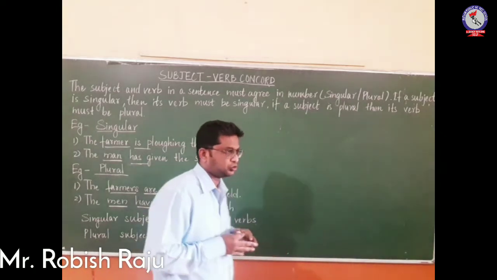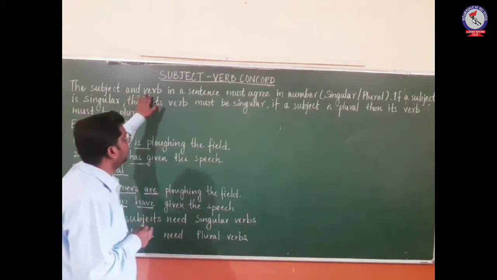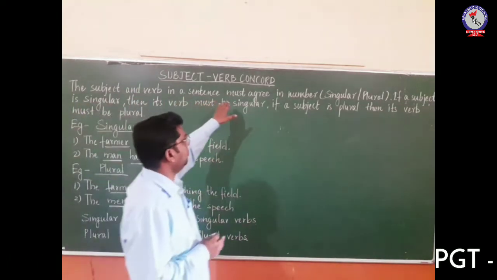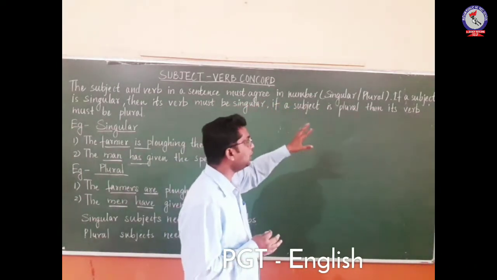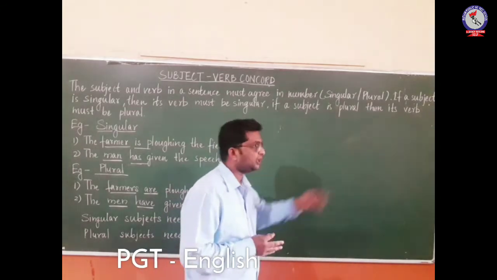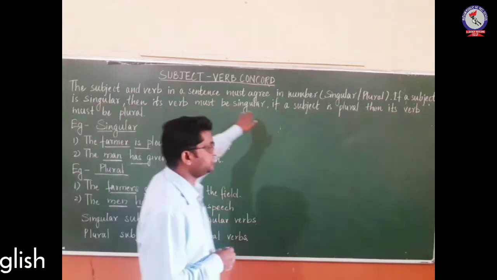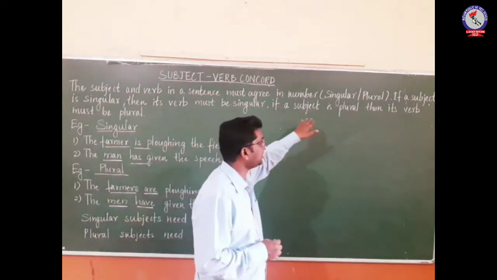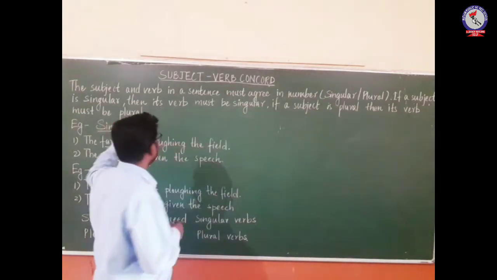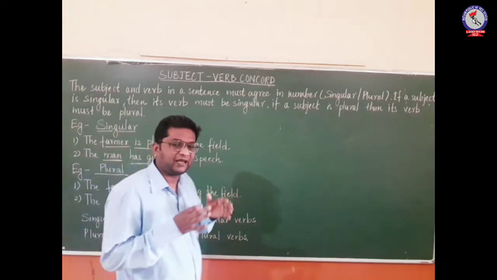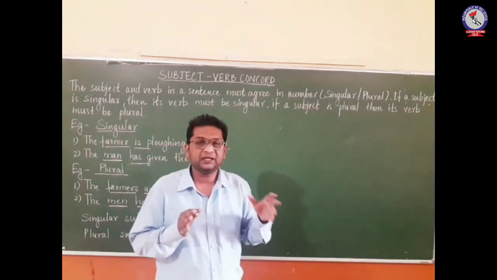Subject-verb agreement. So let us understand what it is. The subject and verb in a sentence must agree in number. Number denotes singular number or plural number. If a subject is singular, then its verb must be singular. If a subject is plural, then its verb must be plural. This is a type of agreement between the subject and the verb in a sentence.